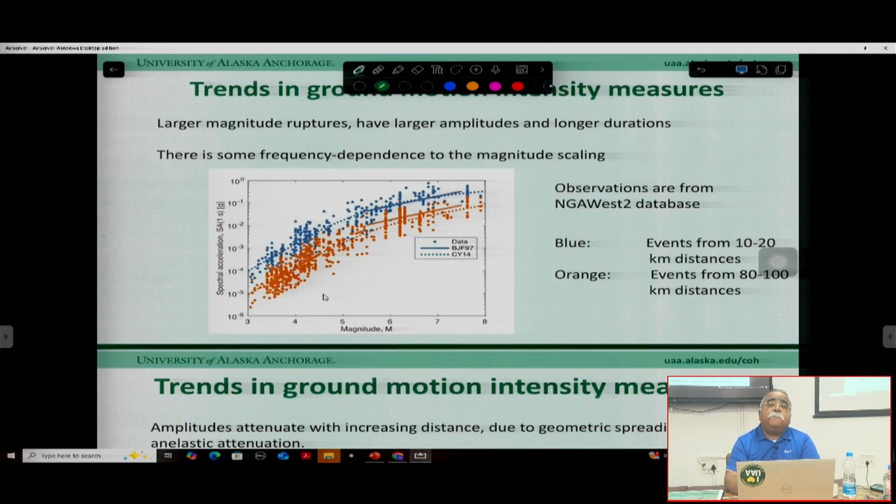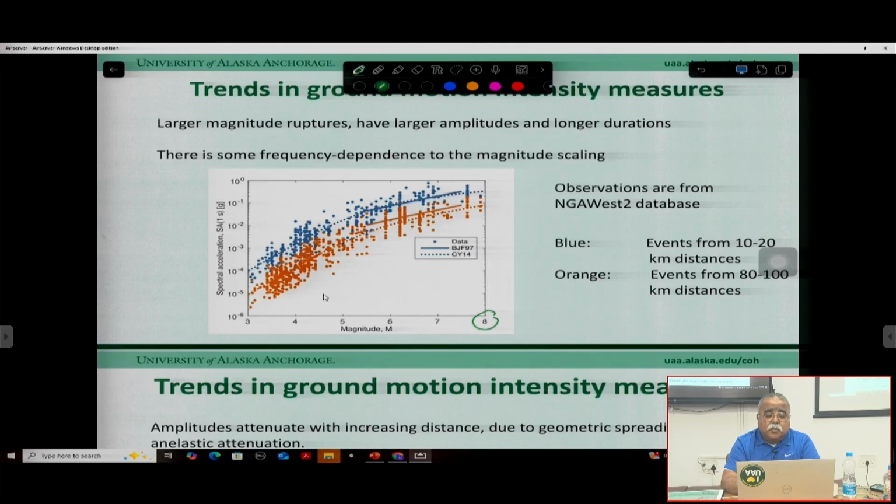This is the NGA West2 model. I do not know up to which year it has been plotted, I forget about that, but this is the spectral acceleration of all the recorded earthquakes available in the world. So they had plotted for the different magnitudes of the earthquake, right? Up to magnitude 8, though magnitude 8 is very few. But we have all the spectral acceleration values.